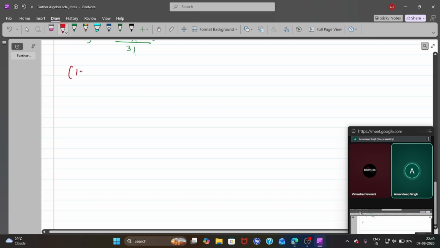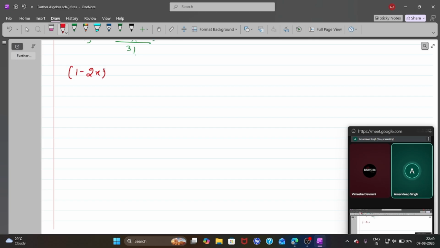So 1 minus 2x to the power minus 3. Before solving the question, we have to check the form of the term. I need the expansion in this form, which means the first term must be 1. If it is not 1, then I will make it 1. Maybe we can learn that part in further questions.